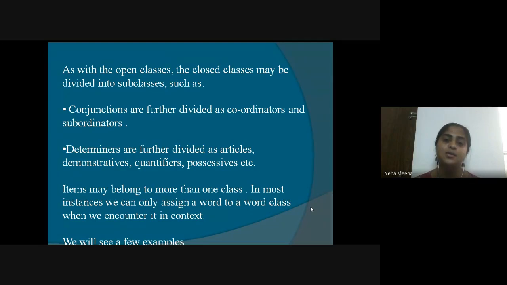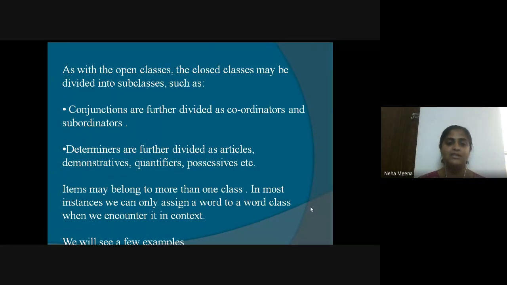Why are these known as open classes? Because they can take new words. Every word that has been invented after a particular grammar structure was formed is added in open classes only. Closed classes are pronouns, determiners, interjections, conjunctions. Everything that comes in closed classes does not add new words, right?